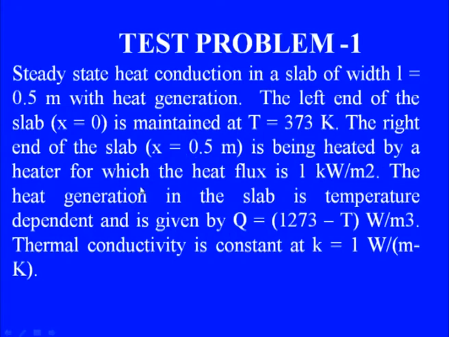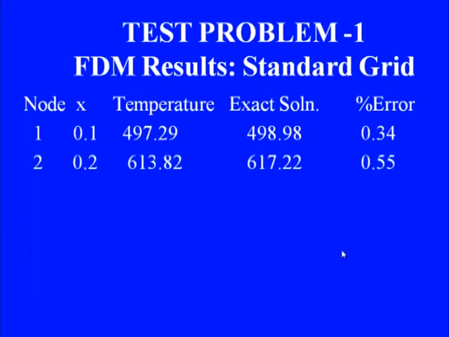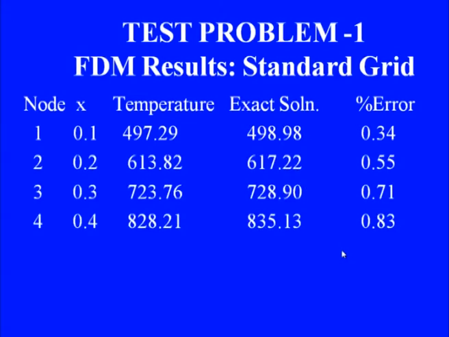Right end of the slab is being heated by a heater for which the heat flux is 1 kilowatt per meter square, and thermal conductivity is constant, it can be taken as K is equal to 1. So, just input all these values in our code, and this is what we get for the standard grid by taking 5 grid divisions. The temperature values range from 497 to 928.